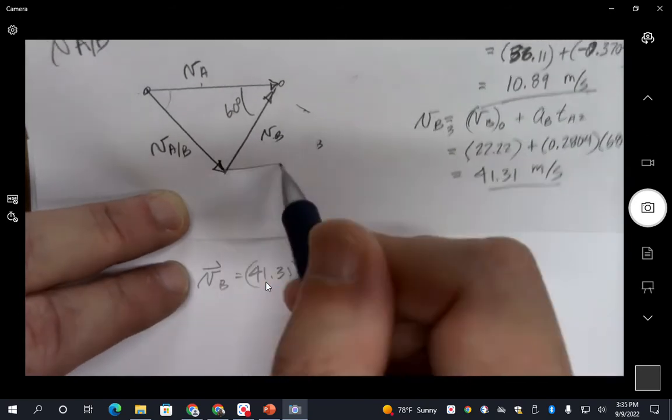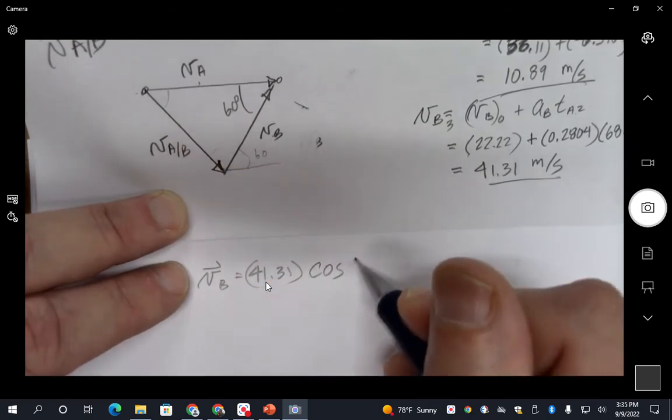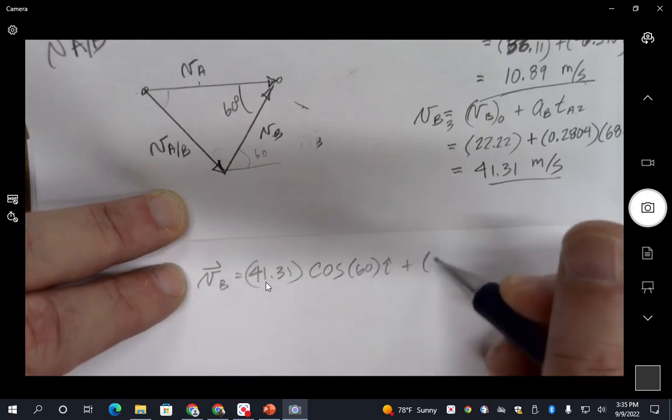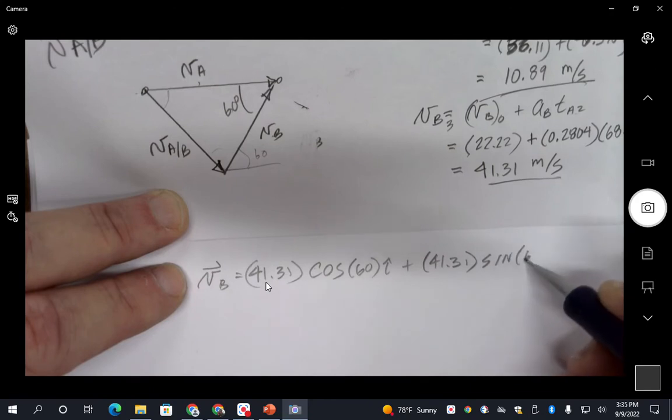So let's see. That's going to be 60 degrees right there too, right? So we're going to take the cosine of 60 degrees I plus 41.31 sine of 60 degrees J.